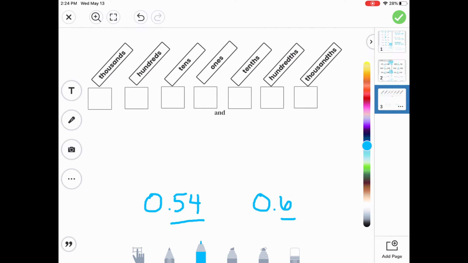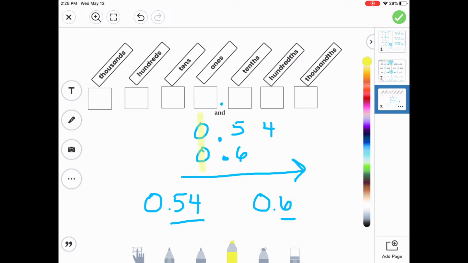But my strategy when I'm doing this, I always recommend that you stack these two numbers one on top of the other. So if I were to stack 0.54 on top of 0.6, then I can compare them by place value. And when you're comparing by place value, you always want to start at the left and go over to the right. So if I compare the ones place, they both have a 0 in the ones place.